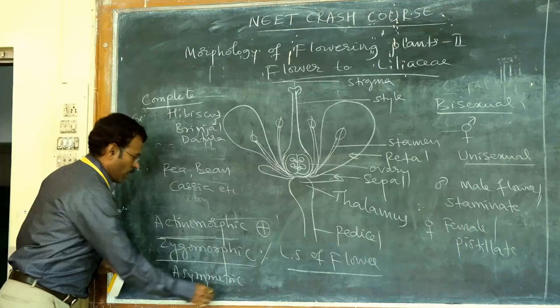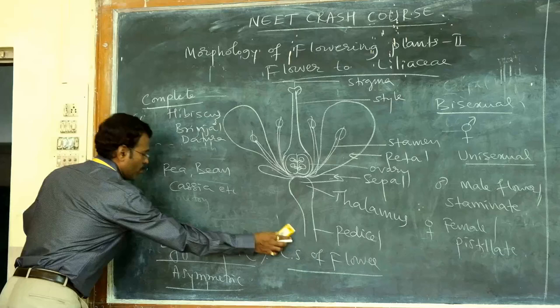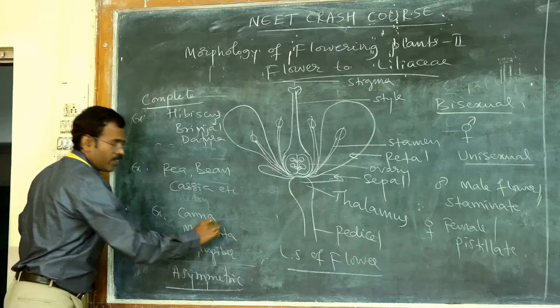Asymmetric flowers. When a flower cannot be cut into two equal parts in any plane, then it is said to be an asymmetric flower. Asymmetric flower examples are mainly Canna, Maranta, Ginger. These are the examples for asymmetric flowers.